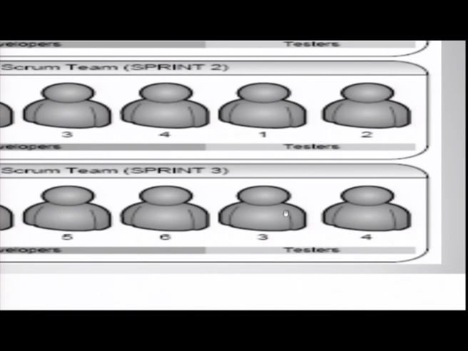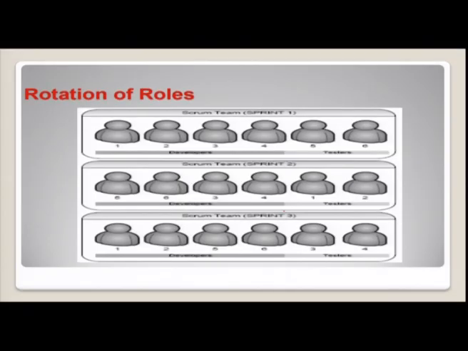Moving ahead to sprint 3, in sprint 3, 1, 2, 5, 6 are into development, 3 and 4 are into testing. What does it mean? The roles have been rotated, the roles have been shifted, so that everyone should know everything. As far as the Scrum framework is concerned, a person should be competent in developing, competent in testing, and competent in maintaining and checking quality. That is what the rotation of roles denotes.